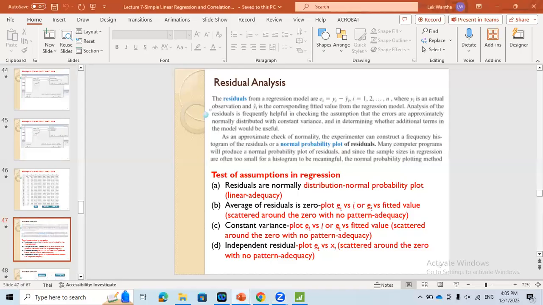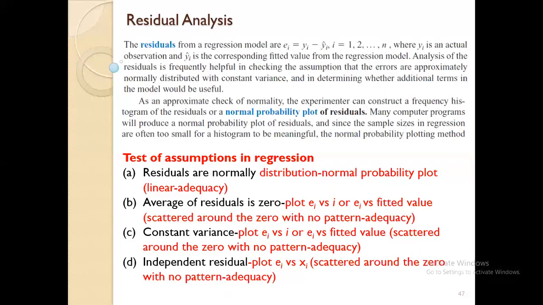Okay, you observe data. The residual is what we would like to check: the error between the fitted value and the real, or observed, data.